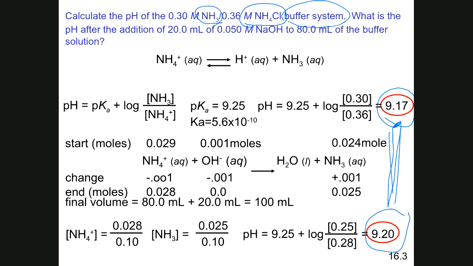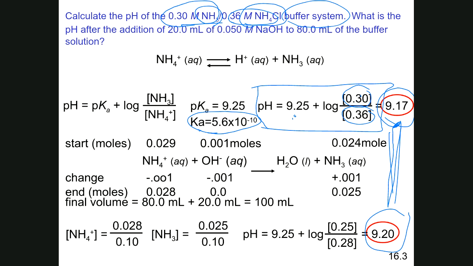What is the Henderson equation? The Henderson equation is pH equals pKa. If we have the Ka for the conjugate acid, we can find the pKa. Just take the negative log of the Ka to get the pKa, plus the log of the concentration of the conjugate base, which is NH3, the base, over the concentration of the weak acid or conjugate acid. So base over the acid, with the plus sign here, okay? Base over the acid. So when we recognize that this is a buffer system, we can calculate the pH.